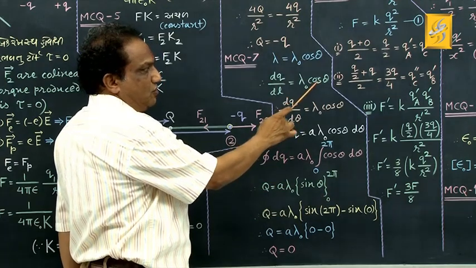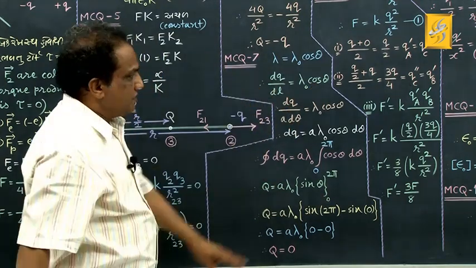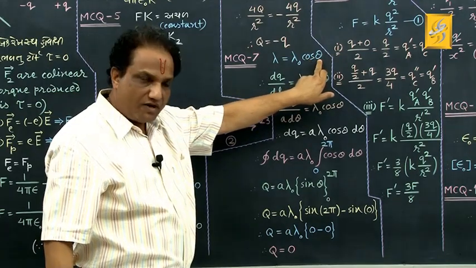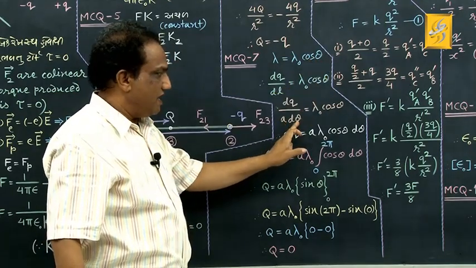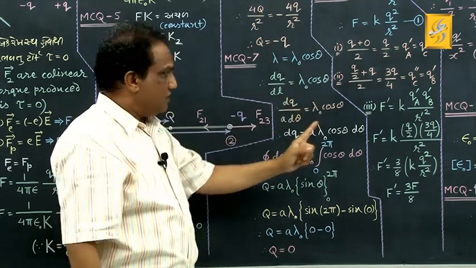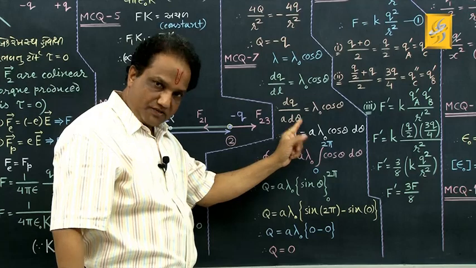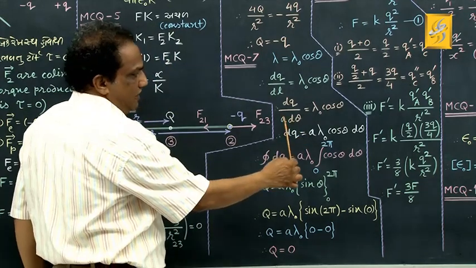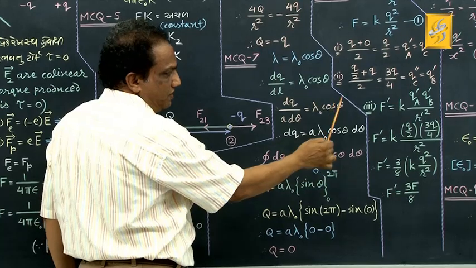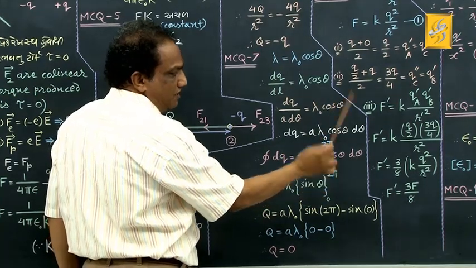And this lambda 0 cos theta stays as it is, correct. Suppose they give alpha instead of theta, then you may write A into d alpha. Right now it is theta, so the variable should be taken in terms of theta, so I am writing d theta. Got it? Fine. Now transfer this. So dq is A lambda 0 into cos theta into d theta.